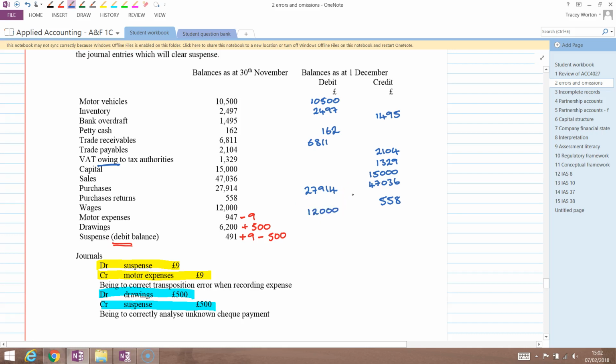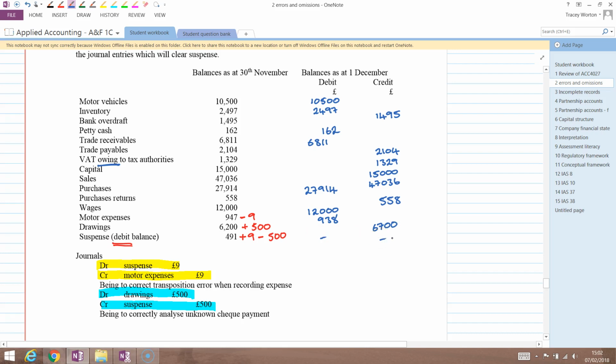We then have our adjustments that we've made, so motor expenses was originally 947, take off the 9 that was created due to a transposition error, so now we have motor expenses of a debit of 938. Drawings is also the other entry that was affected, so we've got an increase in drawings, so now we're going to have 6,700 worth of drawings, and the suspense account is now cleared.